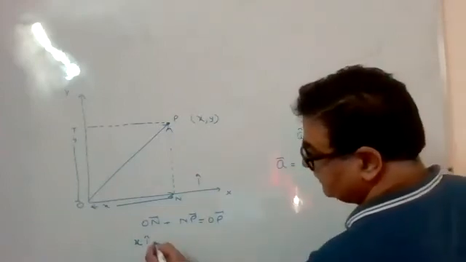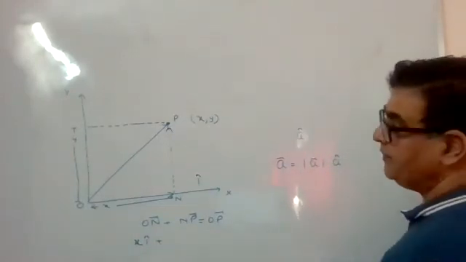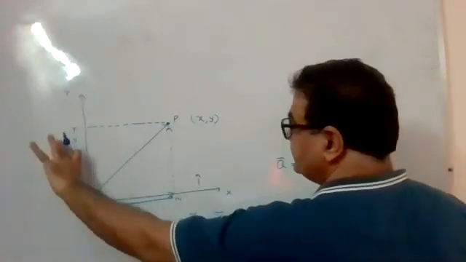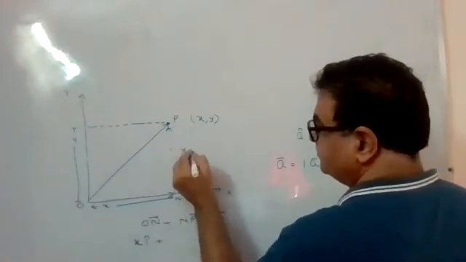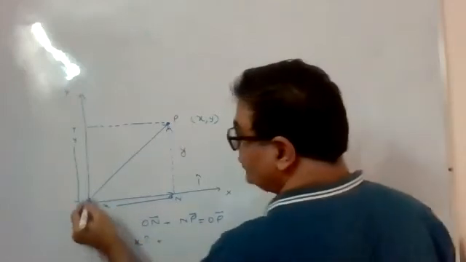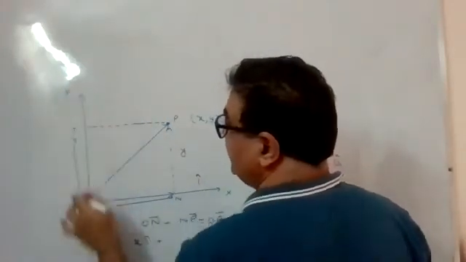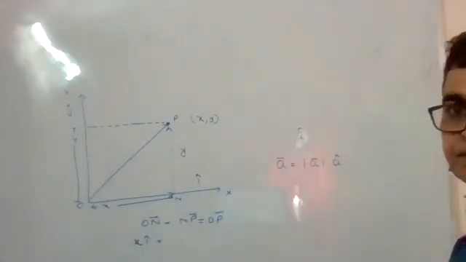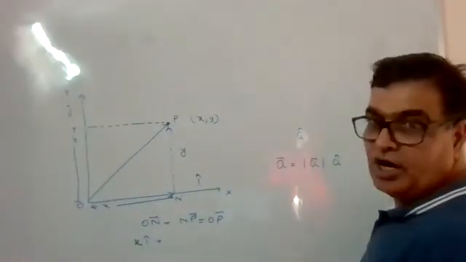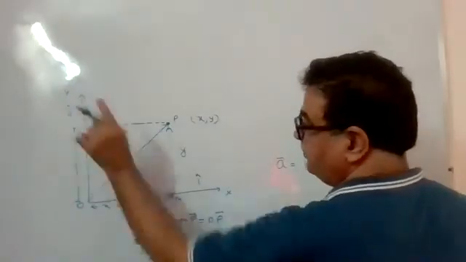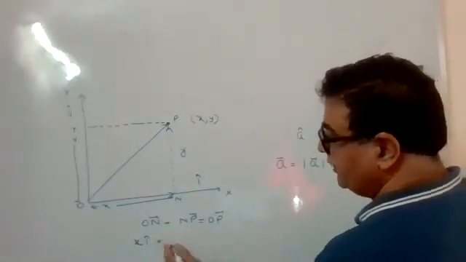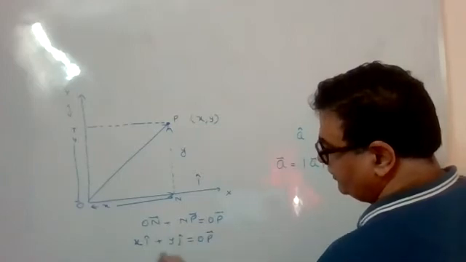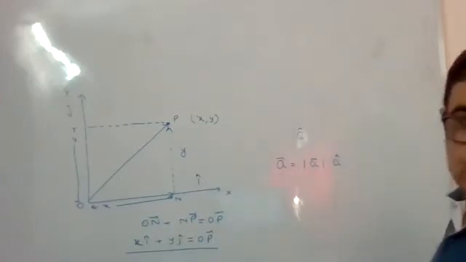then plus the NP vector, this vector NP. Its length is y, and in what direction will it be acting? It will be along the y axis. The unit vector of the y axis is j cap. The direction of y will be j cap, so that means y j cap is the NP vector, and the sum is the OP vector. That you should remember.